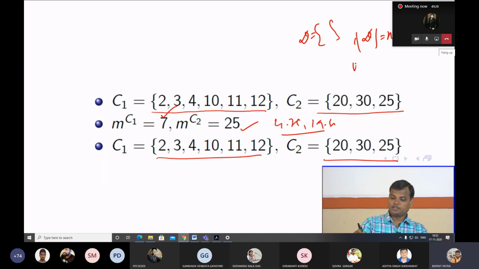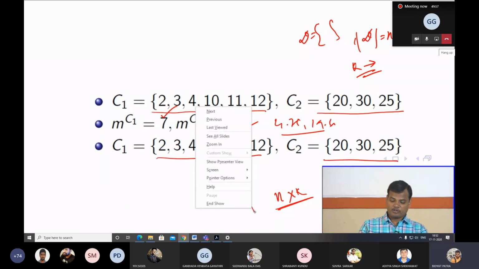You have n points and k number of clusters. What will be the complexity? What are you doing here? First, for each point, you are computing the distance from each point to each centroid. So there are n points, and how many centroids? K centroids. So you are computing this many distances for a single iteration.